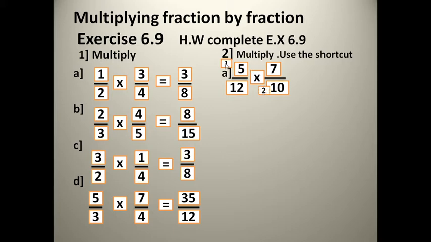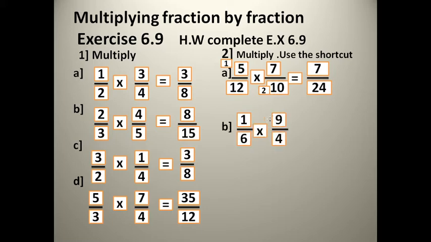Last step, what I will do? I will multiply 1 into 7. 1 into 7, it will be 7. 12 multiply 2, it is 24. Next here, if I have 1 by 6, multiply 9 by 4.